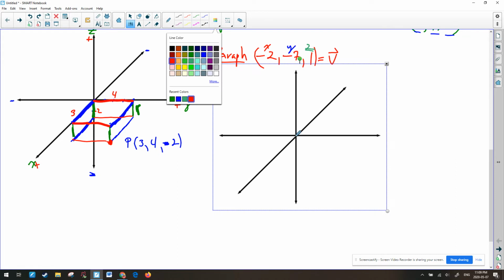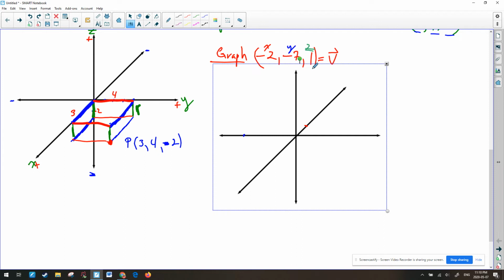So I'm going to say, all right, 1, 2. And so there's my -2 for my x, and -7 for my y. So this is the y-axis. So 1, 2, 3, 4, 5, 6, 7. Right about there. There's my -7 for my y.